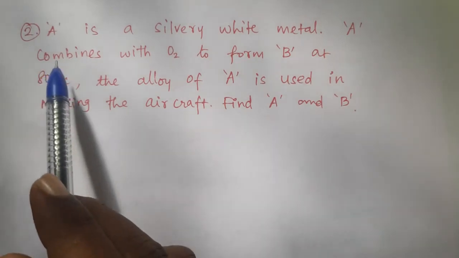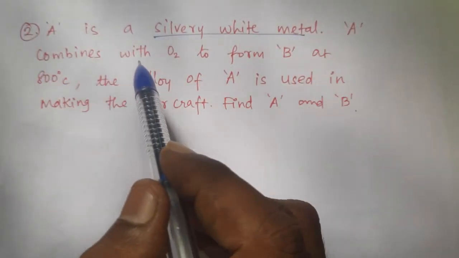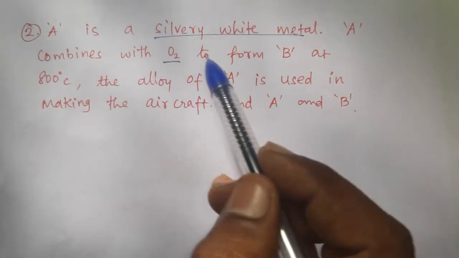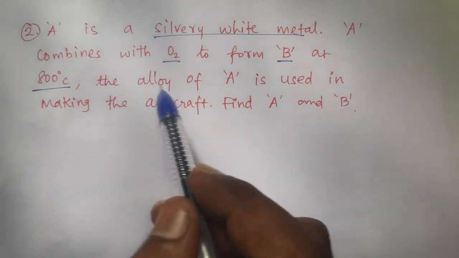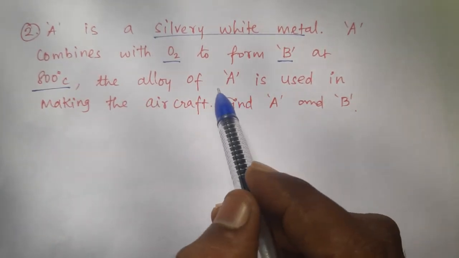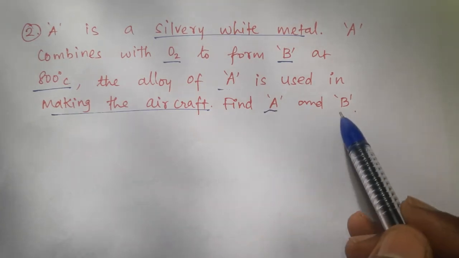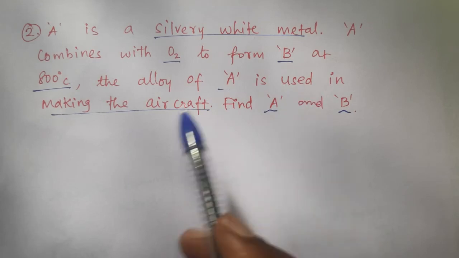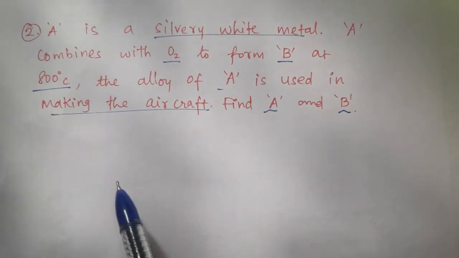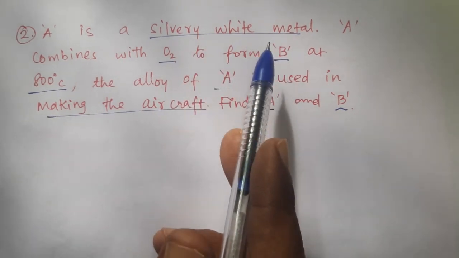Question number 2. A is a silvery white metal. A combines with O2 to form B at 800 degrees Celsius. The alloy of A is used in making the aircraft. Find A and B. The given clue for A is used in making the aircraft. So it is a silvery white metal.